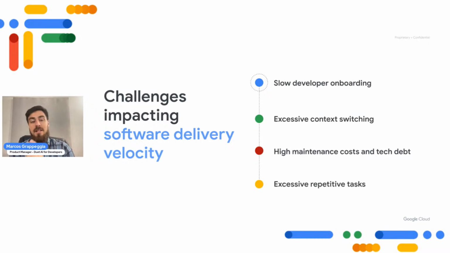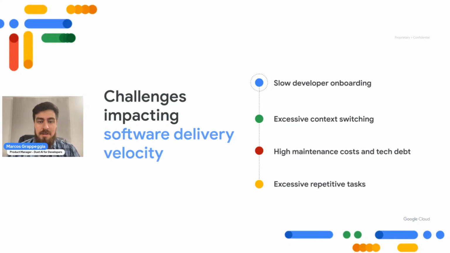That's one. The second is excessive context switching. I think we all have been there. Say you are troubleshooting an application and you quickly find yourself with 20 different tabs open, having to juggle documentation, IDE, code, and multiple different sources and try to piece all of this data together. That quickly becomes an overwhelming task.